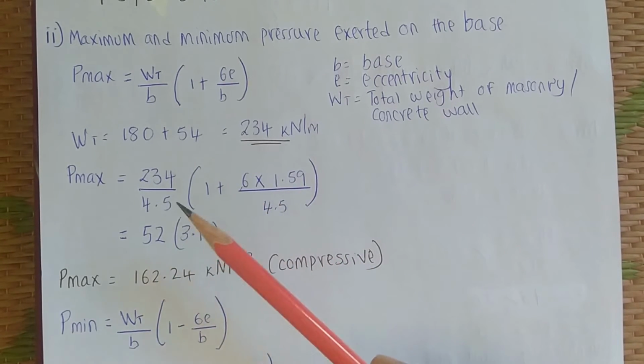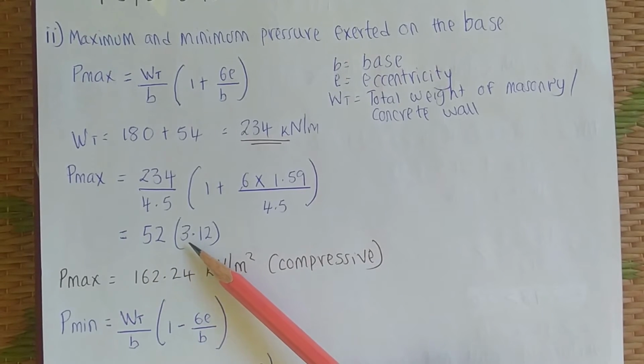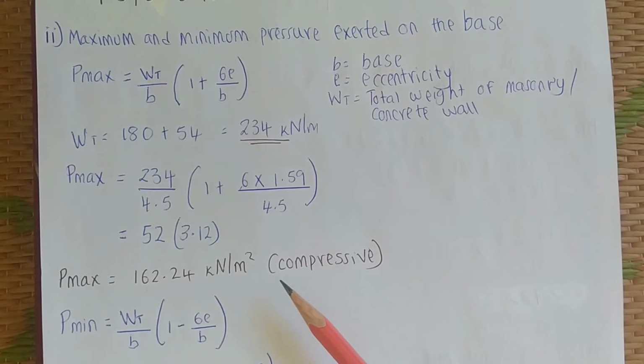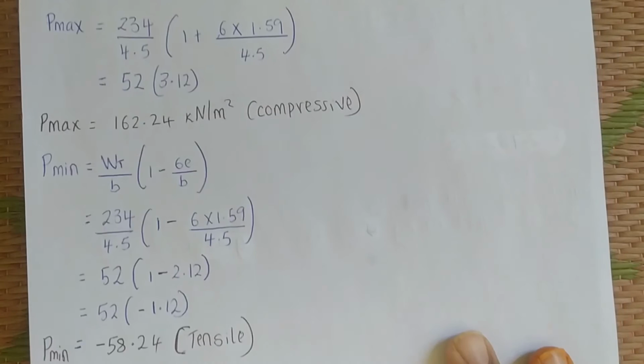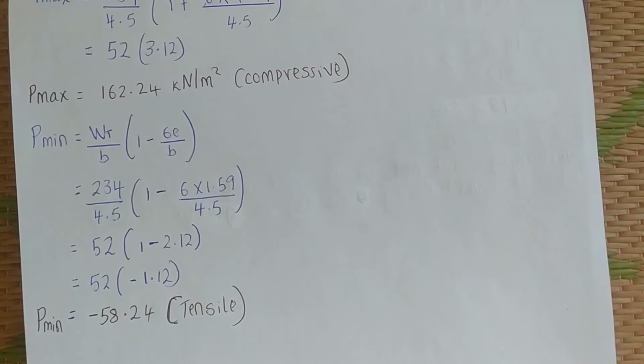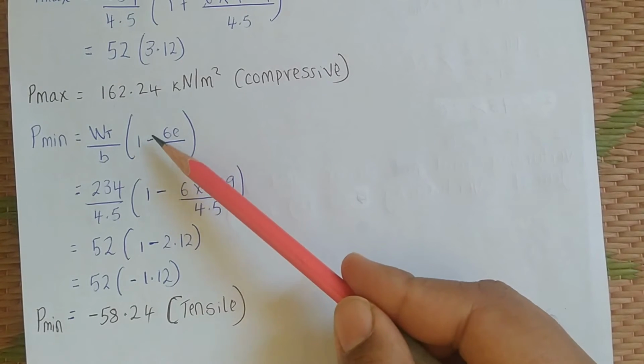So when you calculate this, you'll get it as 52 into 3.12, and then when you open the brackets, you'll get your answer. Pmax is equal to 162.24 kilonewtons per meter. Since the value we got here is positive, it will be a compressive force. And then the minimum pressure, the formula is the same as Pmax, but the sign only changes to negative.